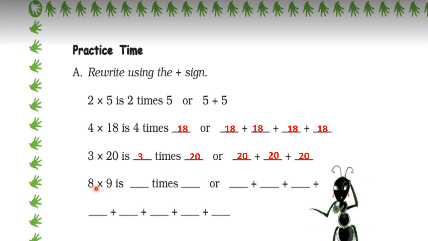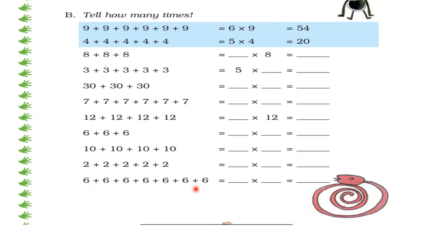Okay. Now here 8 multiplied by 9 is 8 times 9, or we can add 9 for how many times? 8 times. Let us add 9 plus 9 plus 9 plus 9 plus 9 plus 9 plus 9 and plus 9. Count it. 1, 2, 3, 4, 5, 6, 7 and 8. Okay. Now next, tell how many times? 9 plus 9 plus 9 plus 9 plus 9 plus 9. How many times? 1, 2, 3, 4, 5 and 6. So 6 times 9 is equal to 54.